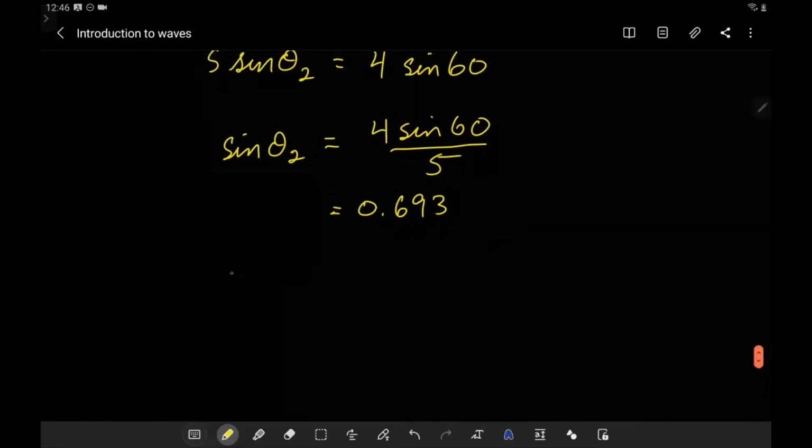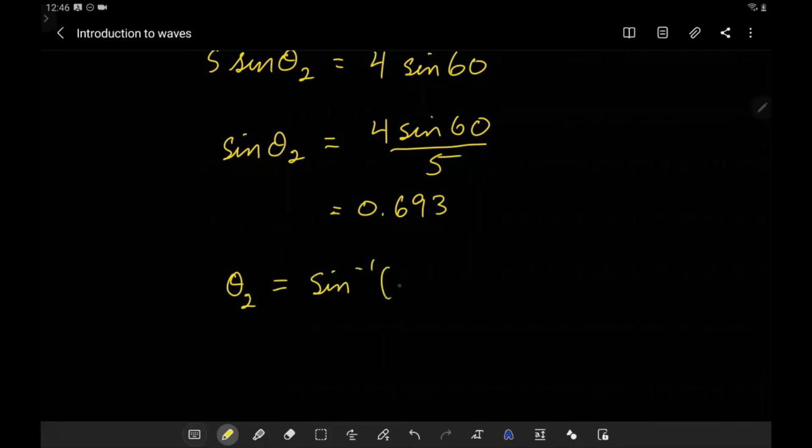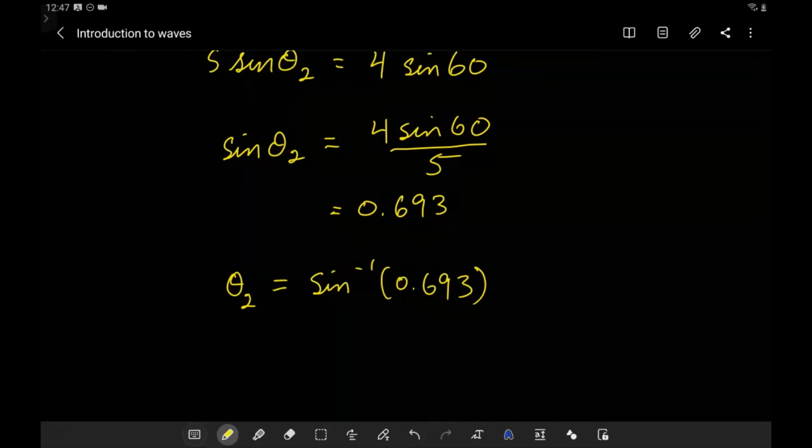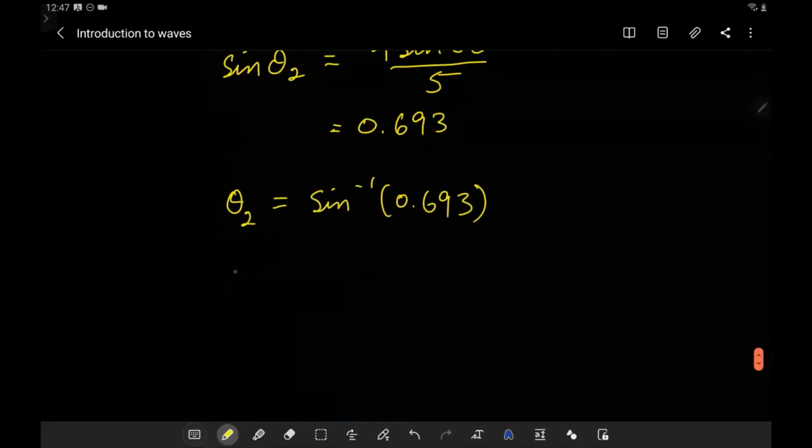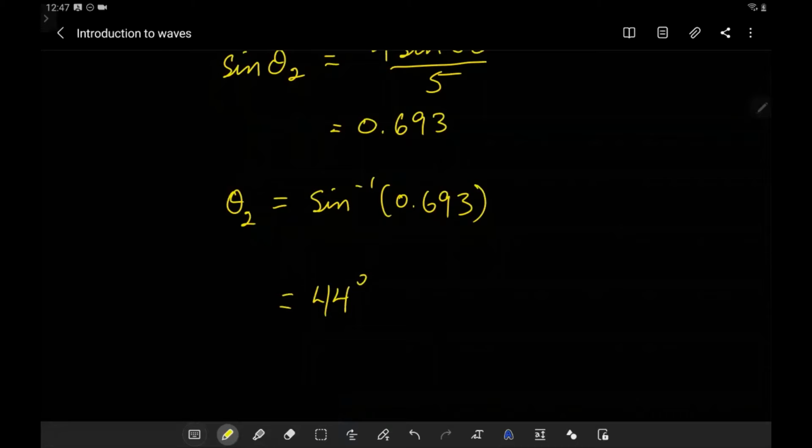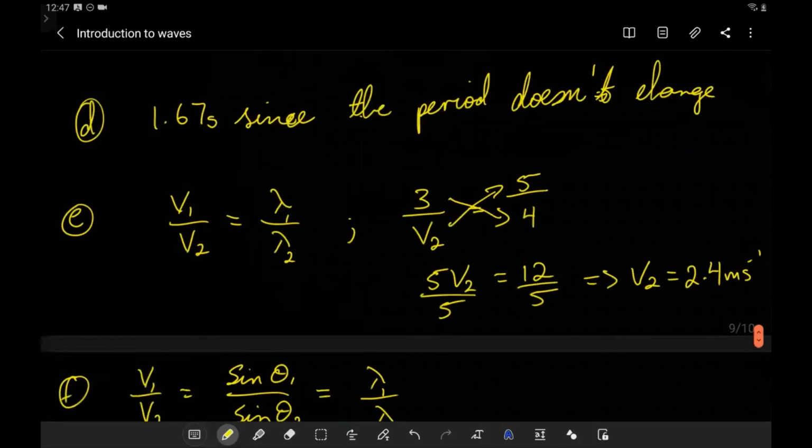So theta 2 would be sine inverse of 0.693. Give me 1 decimal, please. 43.8. Okay, so let's say that is 44 degrees, to the nearest whole number. So 44 degrees. And the last part asks us for the refractive index.